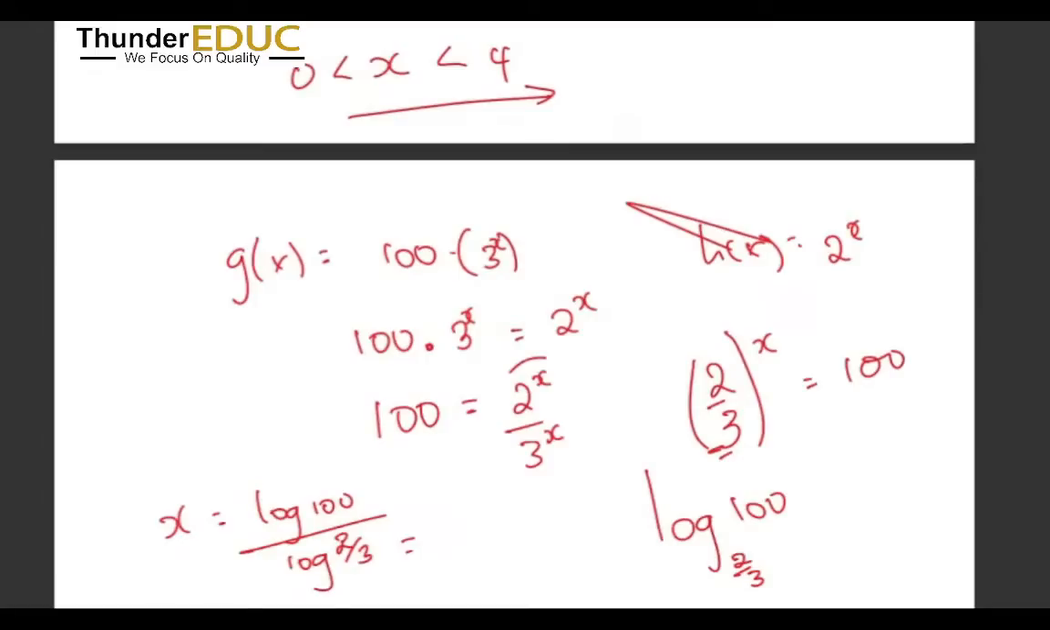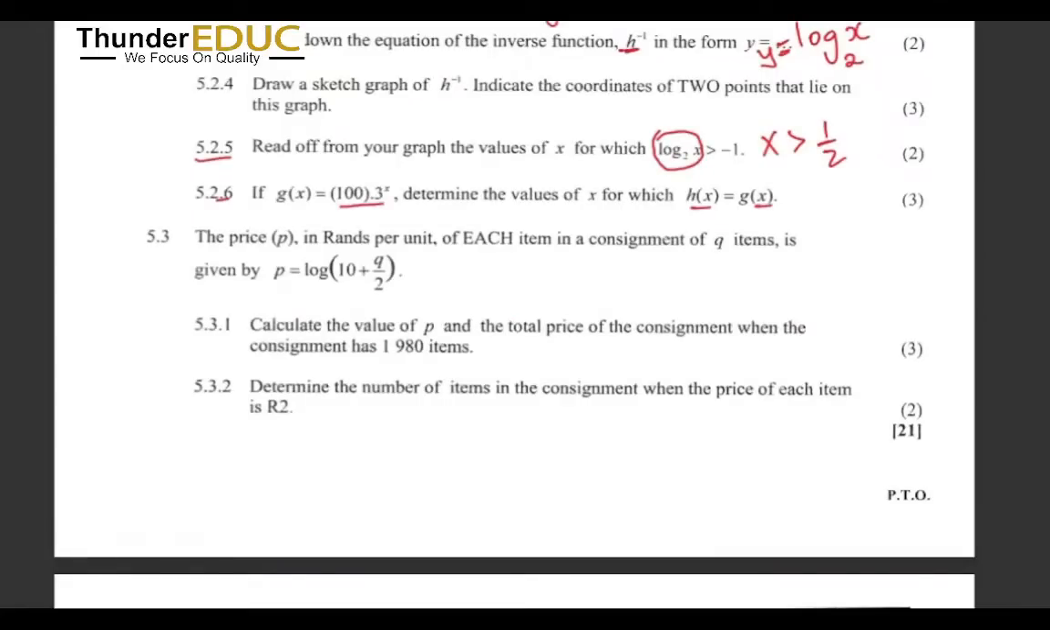So when I punch that into my calculator, I'm getting x to be negative 11.358, which is 36. Remember, it was 2 decimals. So I'll take that to be my answer for the x. All right, then question 5.3. They're telling us that the price in rands per unit of each item in a consignment of Q items is given by this. Calculate the value of P and then the total cost of the consignment when it has 1980 units.